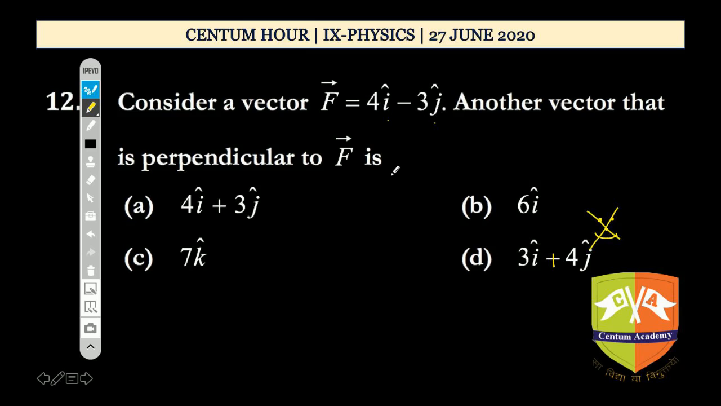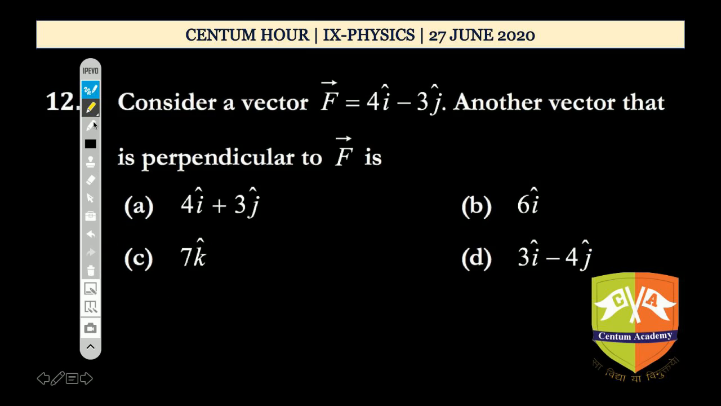Sure. I and J and only K. Straightforward answer. How, sir? Four, there is no I here, zero. There is no J here, zero. There is no K there, zero. Sir, I didn't get it.